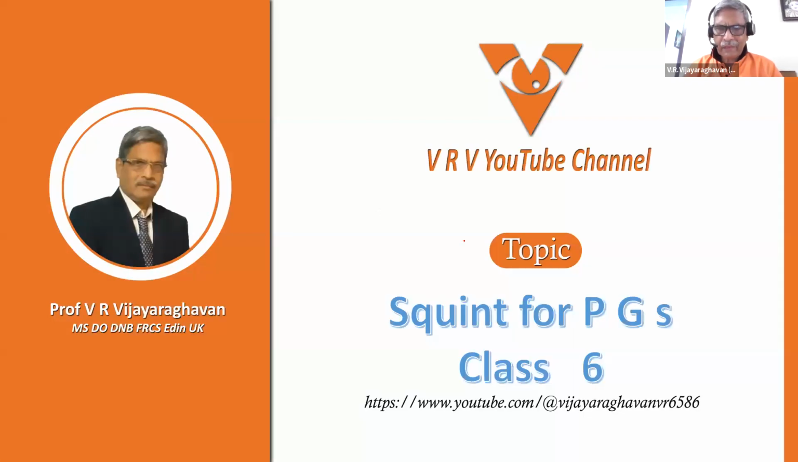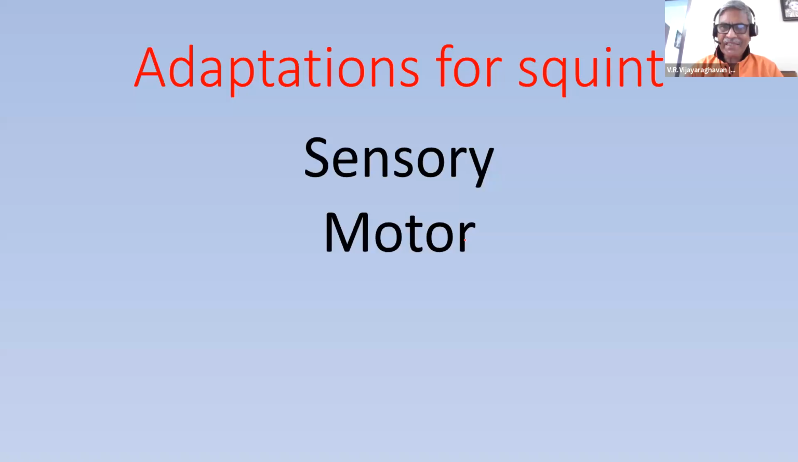Last class, I discussed the methods to find out the phobias in a patient for distance as well as for near. Today, I'll tell you something about the adaptations, mainly the sensory adaptations. So, why should the eye get adapted? What's the reason in the case of squint? Because in a squint patient, they can have double vision, diplopia, and also confusion.